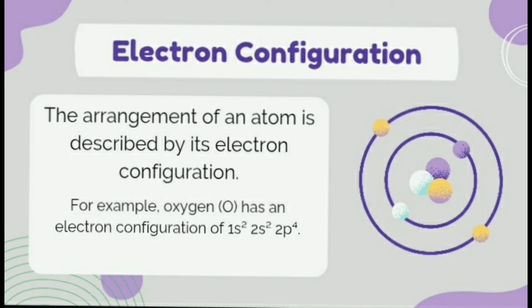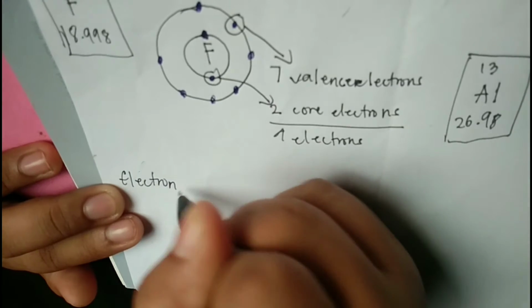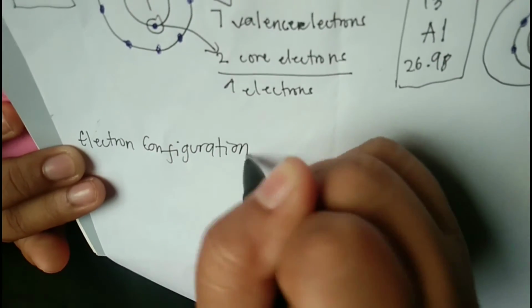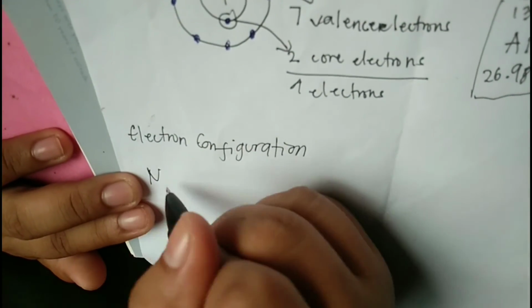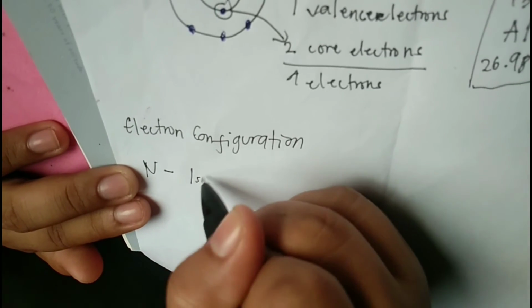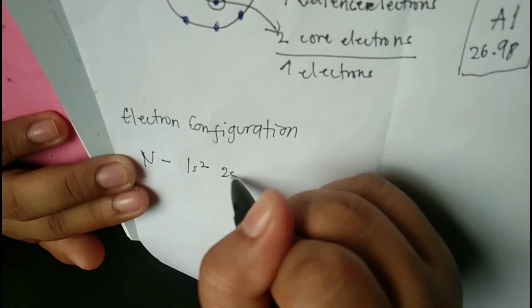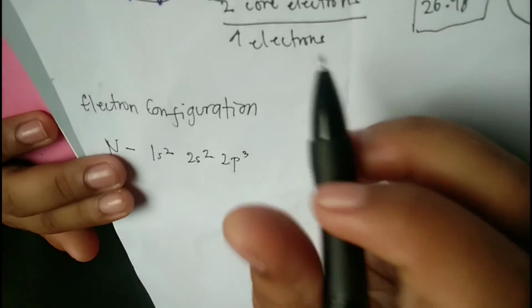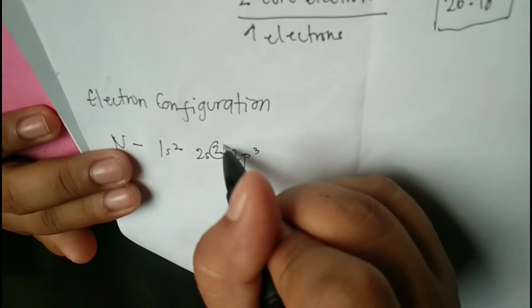So, ito naman po, pwede natin ma-identify ang valence electrons ng isang element using electron configuration. So, the arrangement of electrons in an atom is described by its electron configuration. Dito nga po, nag-illustrate ako ng example on how to find the electron configuration of nitrogen. 1s2, 2s2, and 2p3 is the electron configuration or the arrangement of nitrogen.